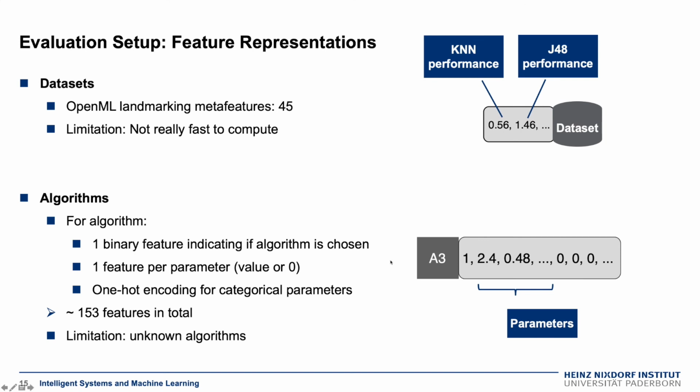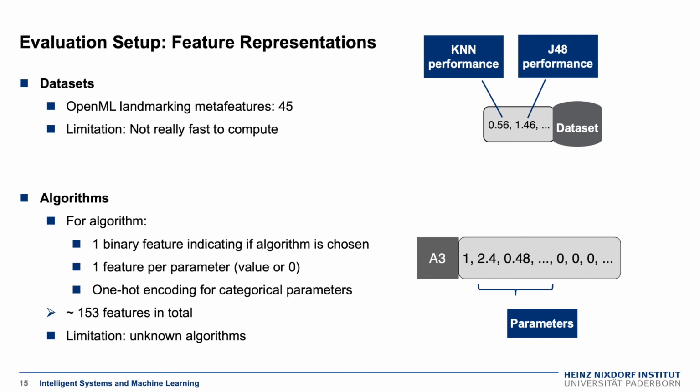So for example here, if we have algorithm A3, and this could be, for example, a support vector machine, then this one would mean that it's indeed a support vector machine, and then following all of the parameters of the support vector machine that we can select would come. And the 0, for example, would indicate that it's not a KNN, and then you just set all of the parameters that belong to the KNN to 0. And if we want to encode then all the categorical parameters, we end up with 153 features in total.